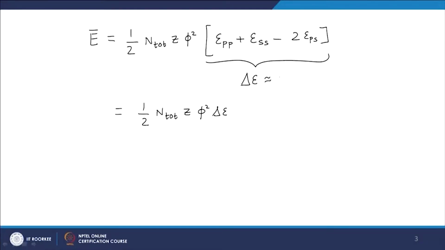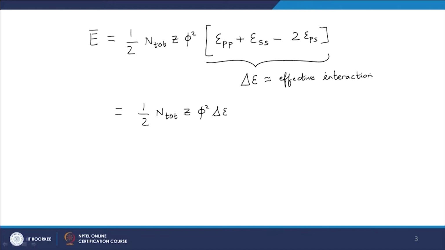So, we are interested in the total energy of the system, and that energy is composed of solute interactions, solvent interactions, and solute-solvent interactions. And so, delta epsilon in some sort represents the effective interaction that is present in the system.